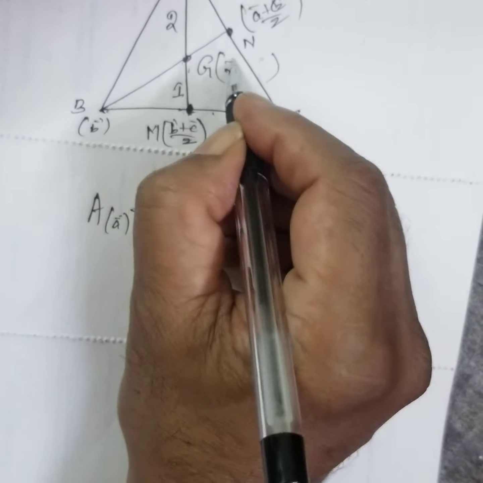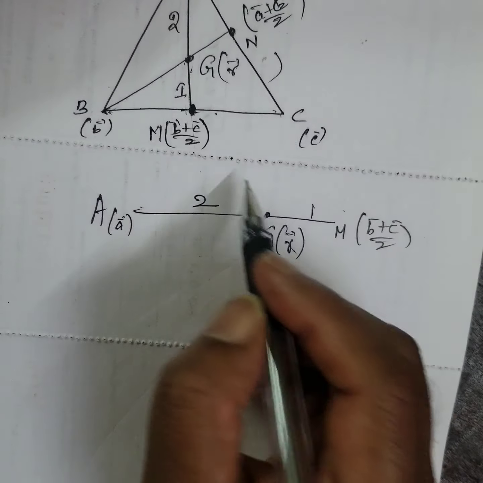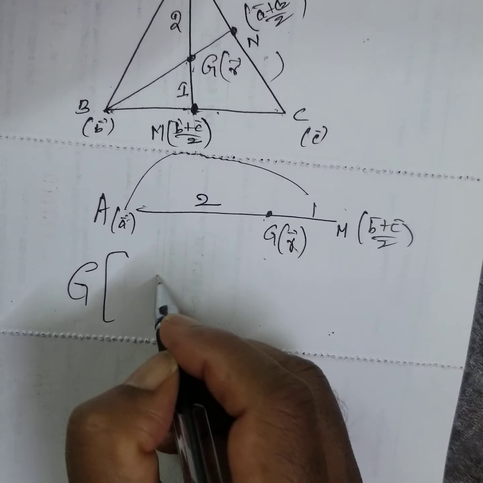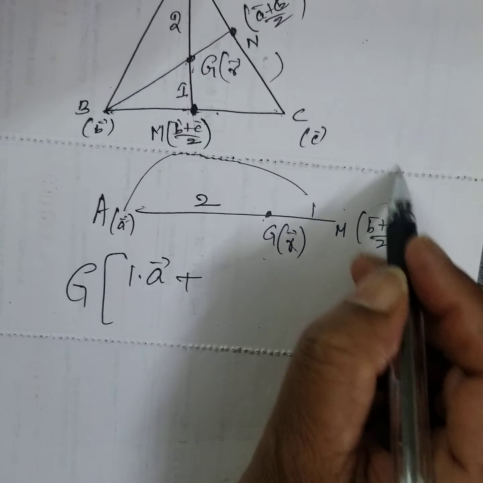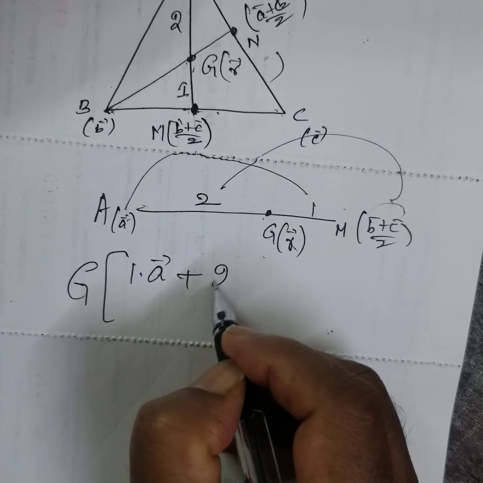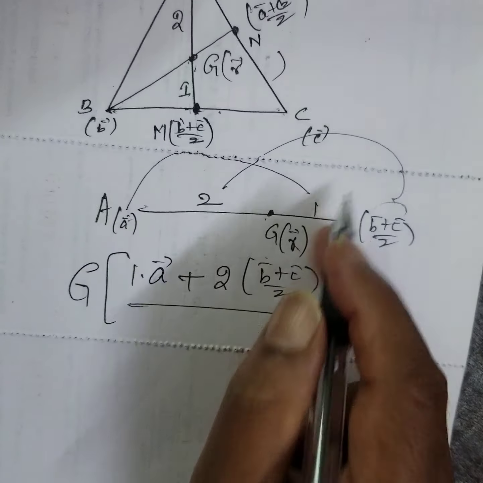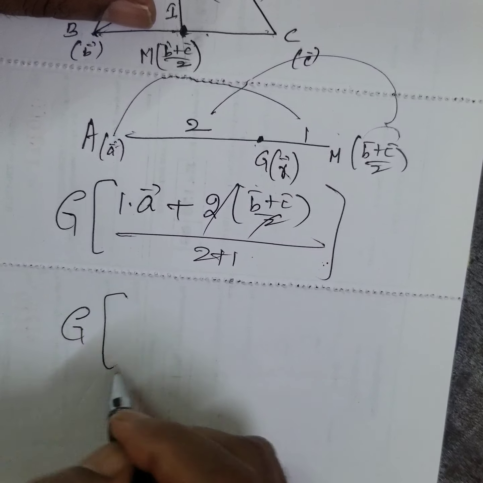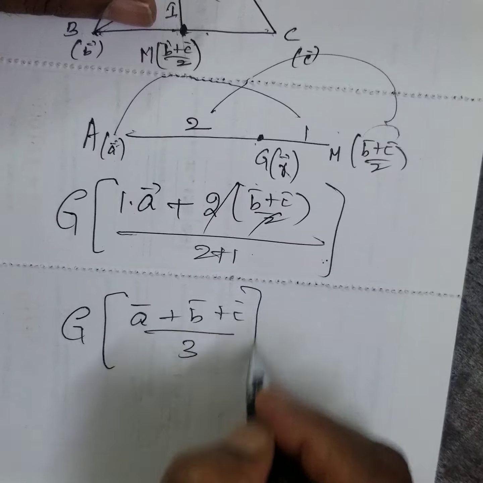You want to find the centroid G. What is the position vector of this G? Here A connected to 1, plus this quantity connected to 2, that is 2 into (B plus C) by 2, divided by 2 plus 1. The 2 gets cancelled. Therefore, G is equal to (A plus B plus C) by 3.